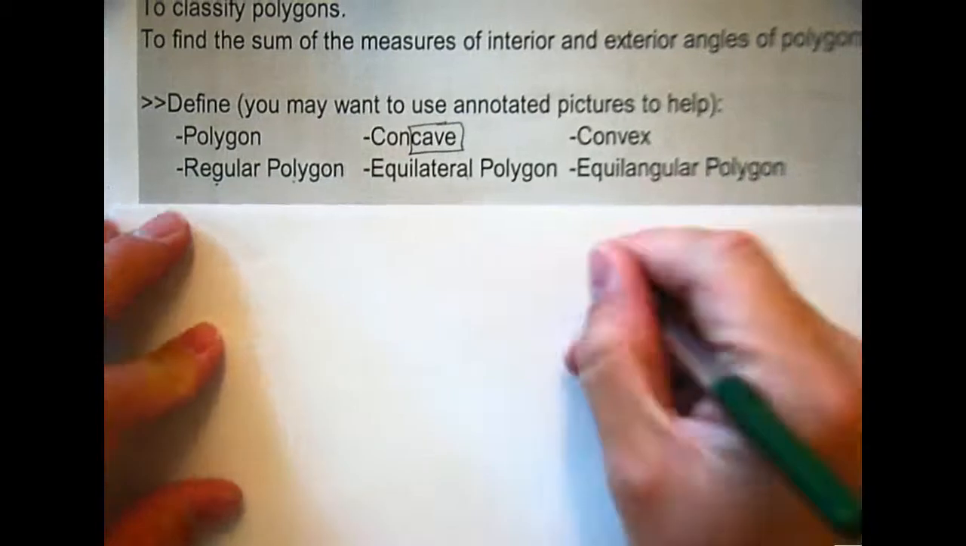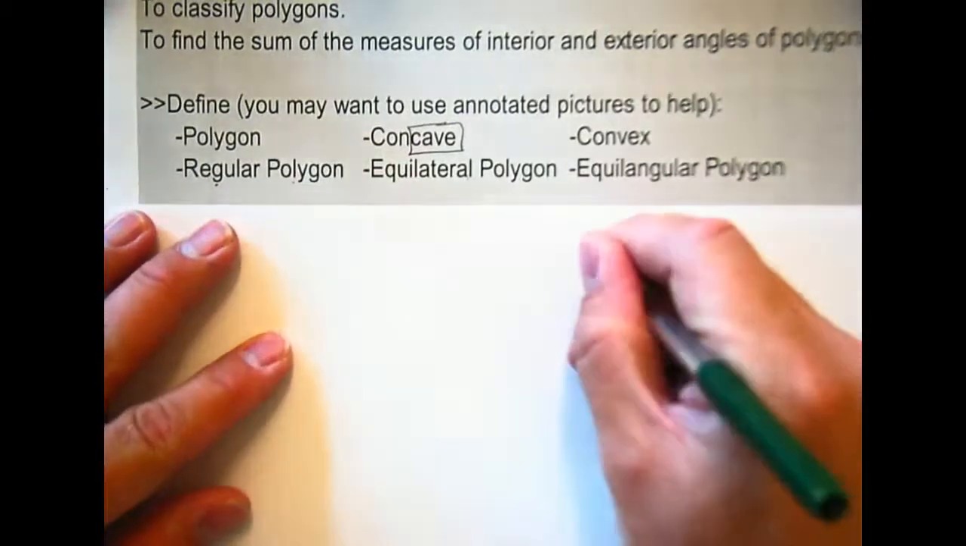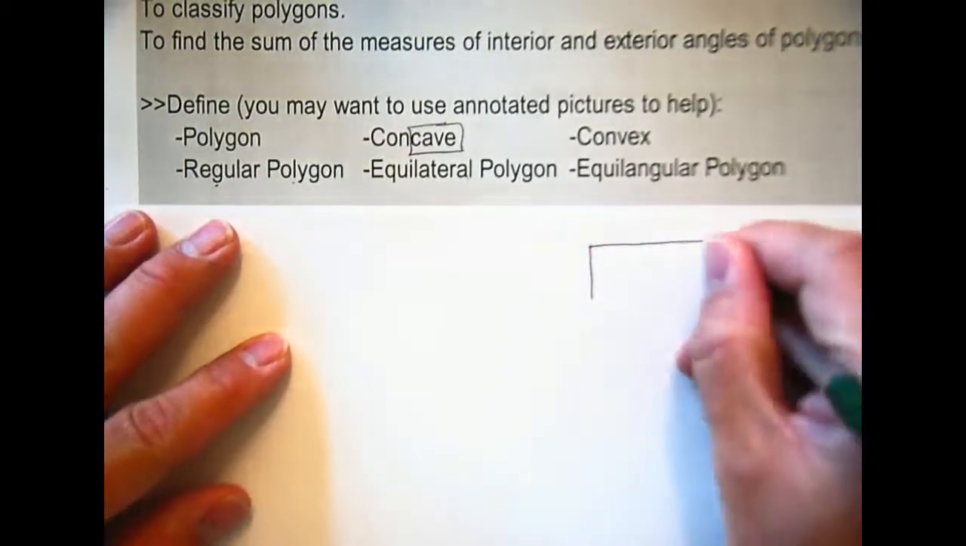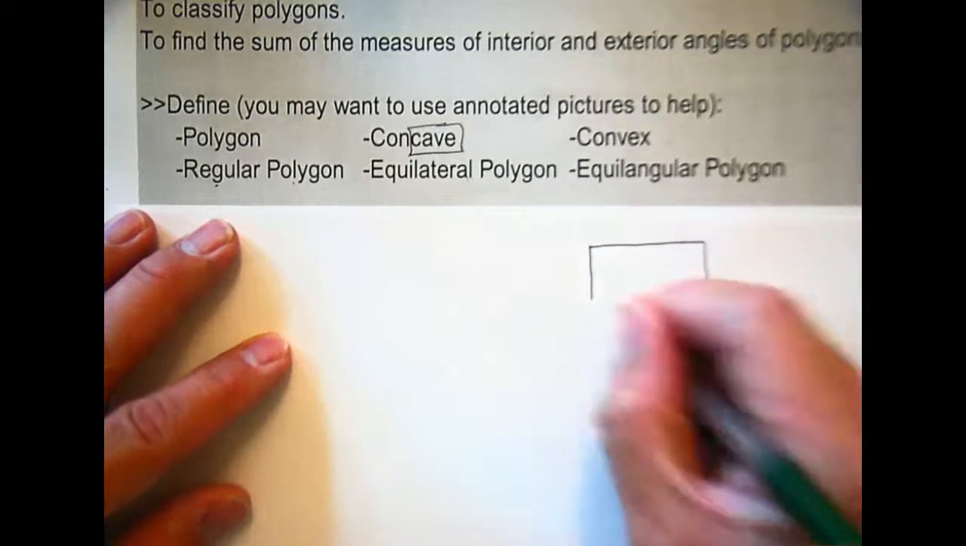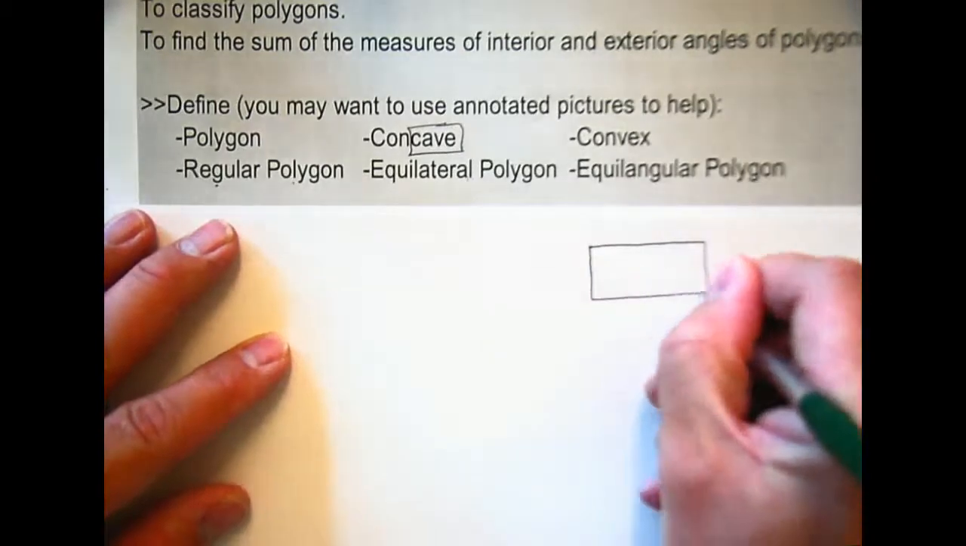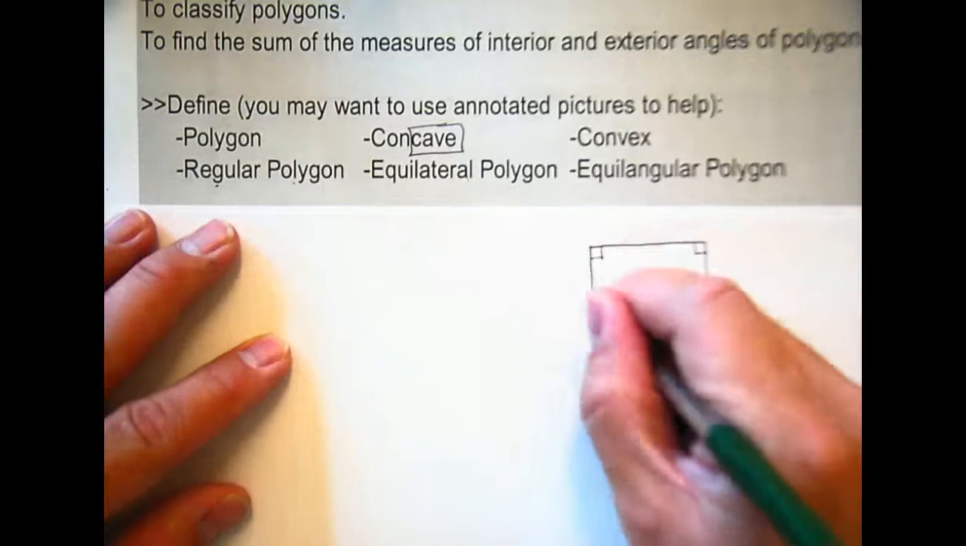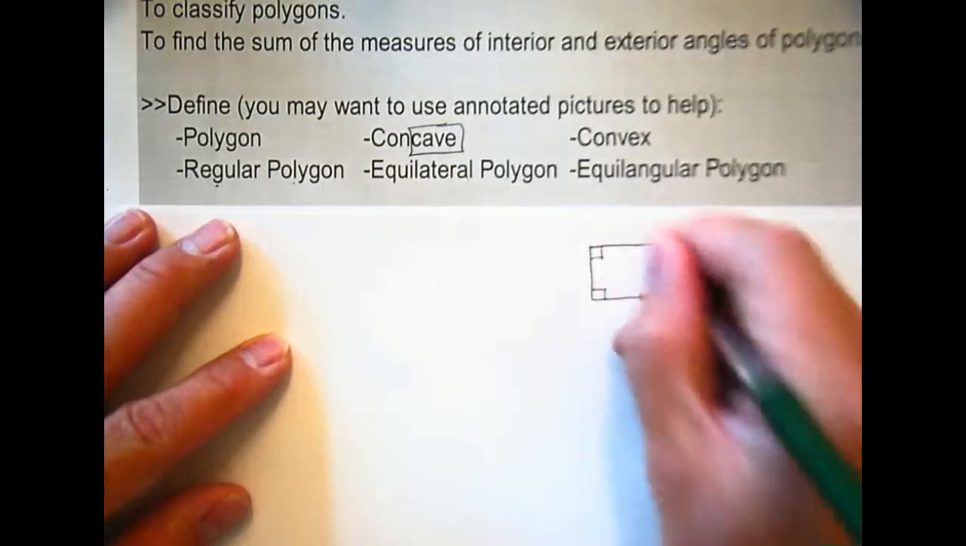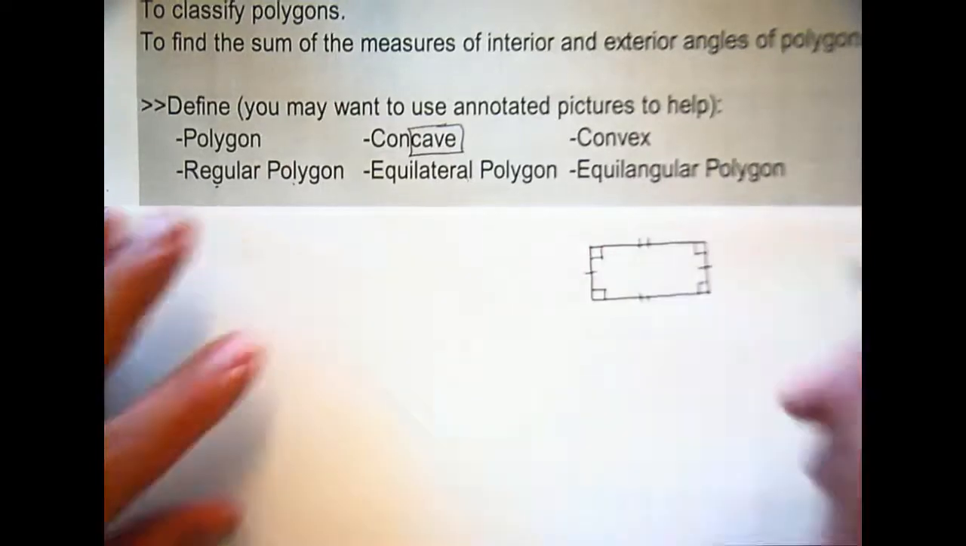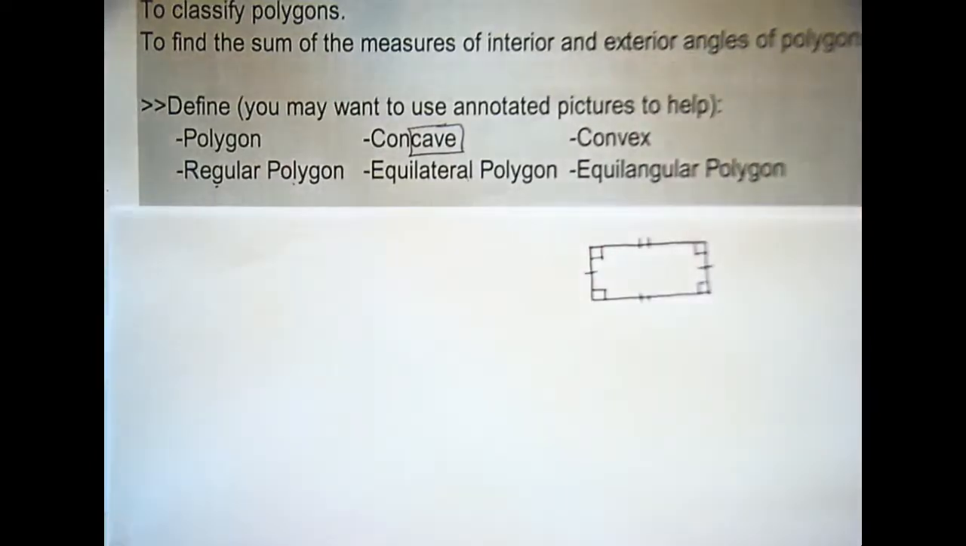A good example of that would be a rectangle, right? A rectangle has 4 right angles. It's the one you have the most experience with. Rectangle, 4 right angles, but all sides are not congruent. All right, very good. Any questions there?